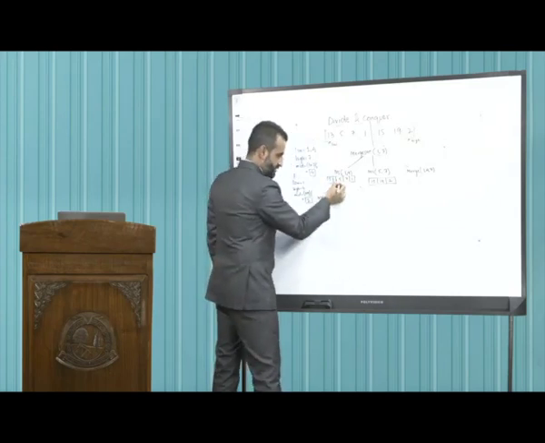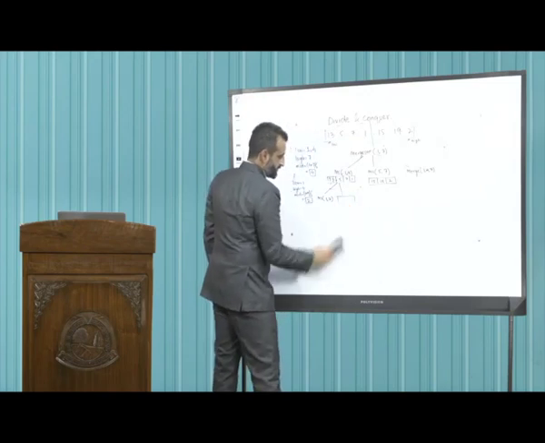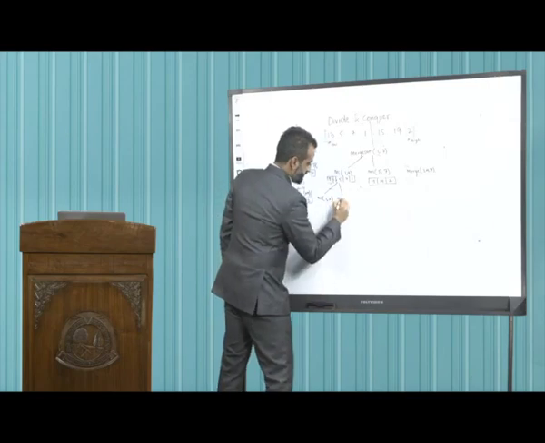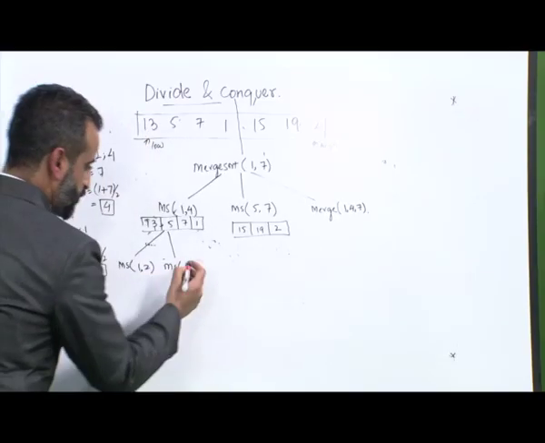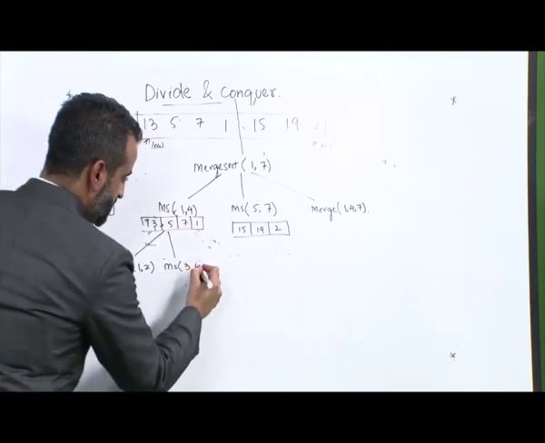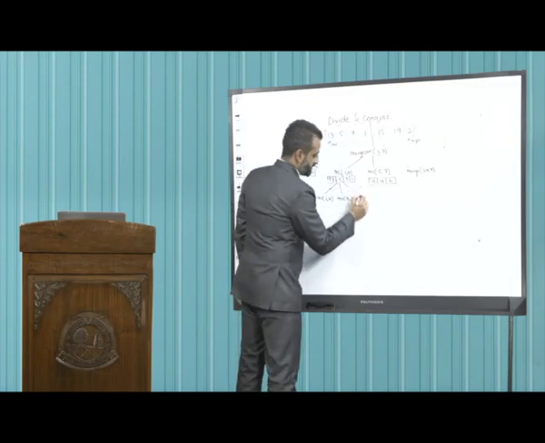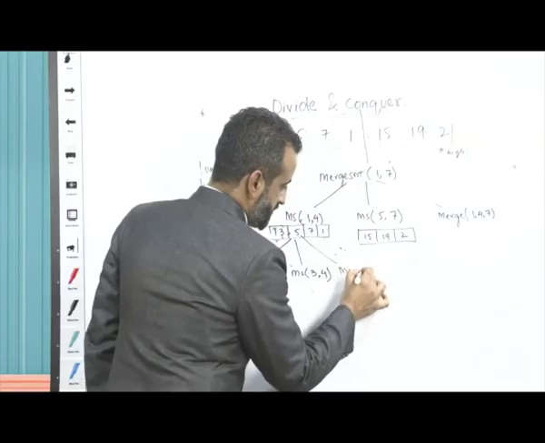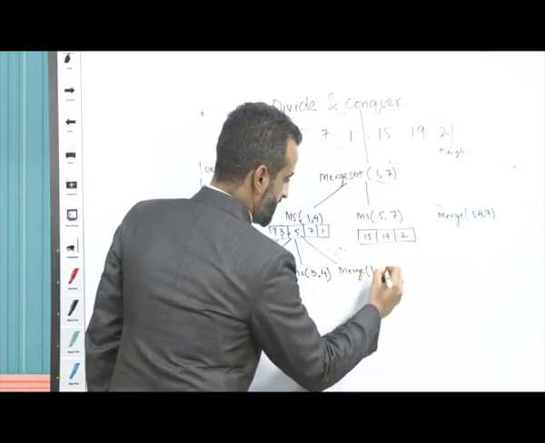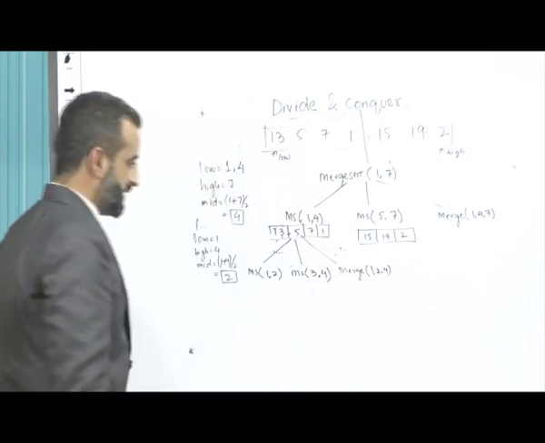There will be another merge sort function, because we are doing it recursively. That will be middle plus 1, that's 2 plus 1 is 3, and the high, that's 4. Then we have a merge function. Remember, that's low, the middle element, and the high value.